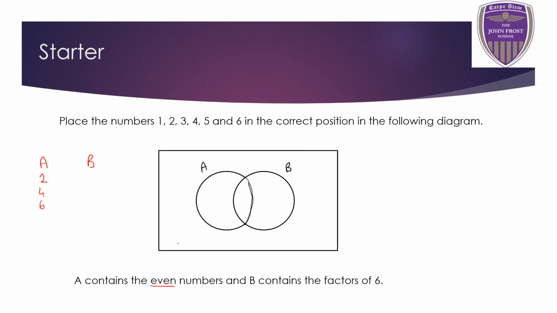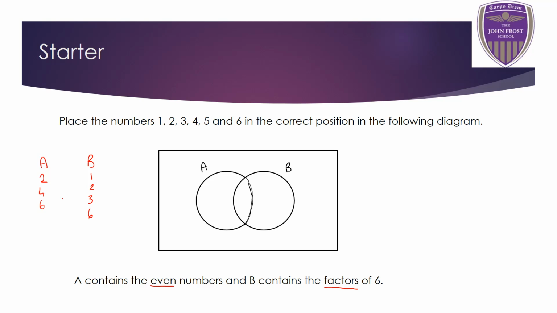And B contains the factors of 6. Now, what do I know about a factor? Well, a factor is a number that goes exactly into 6, without a remainder. So 1 is a factor of 6 because it'll go into 6 without a remainder. 2 goes into 6 without a remainder. 3 goes into 6 without a remainder. 4 and 5 do not go into 6 without a remainder. And 6 goes into 6 without a remainder. So the factors of 6 are 1, 2, 3, and 6.